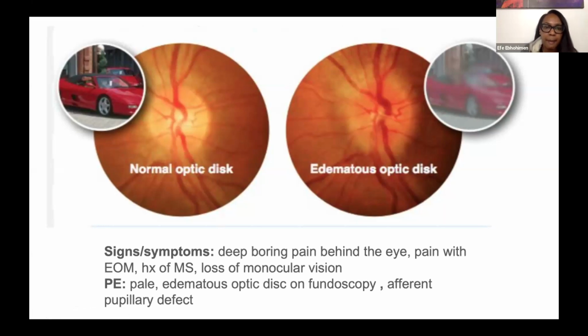And on your physical exam, you're going to see a pale edematous optic disc on fundoscopy and probably an afferent pupillary defect. This one might be a little bit harder because we don't do fundoscopy exams very often. So it might be a little bit more difficult for us to really tell the difference between an edematous disc versus cupping, but it's something to consider doing in the ED.